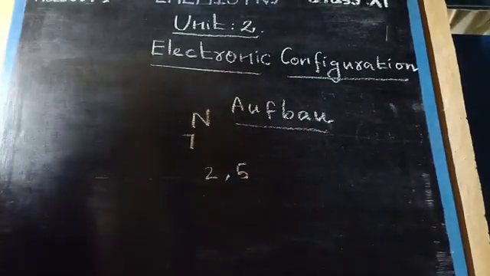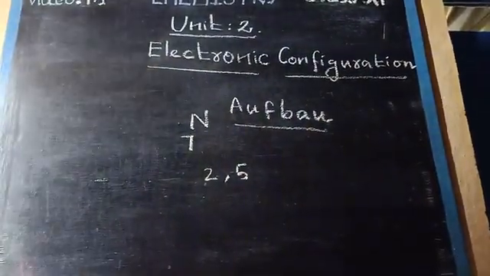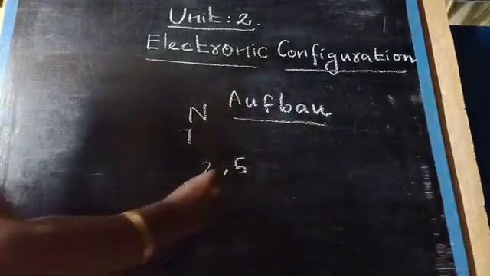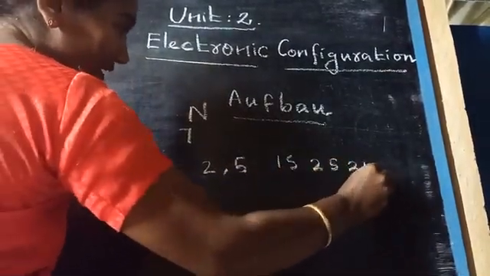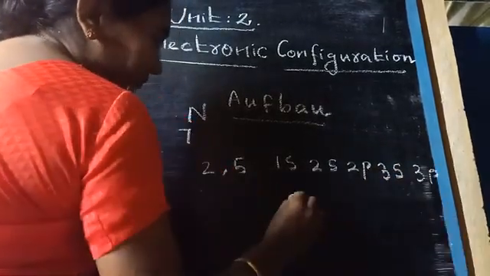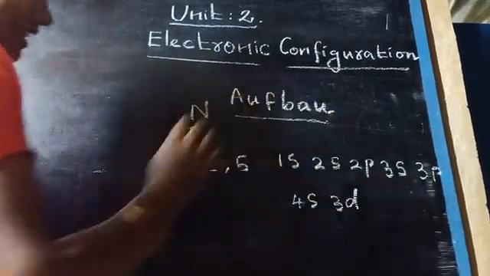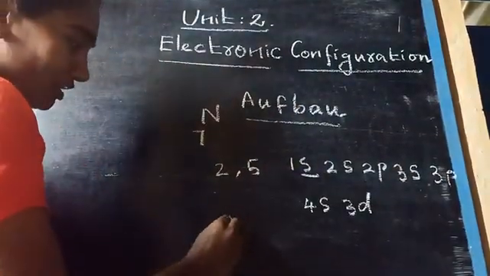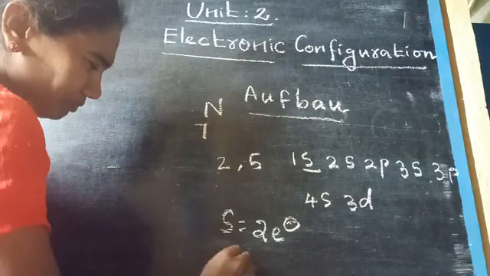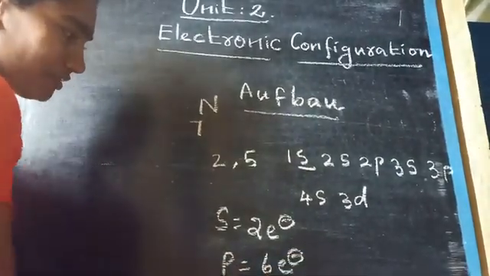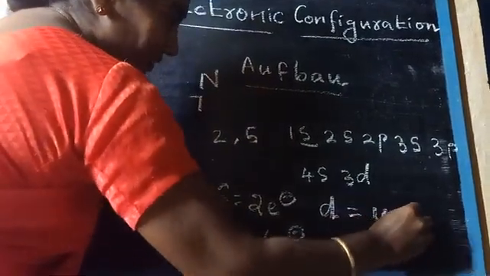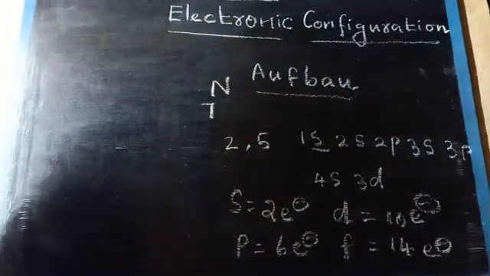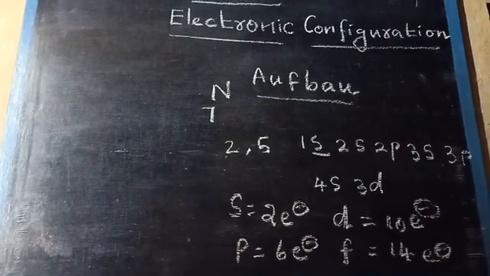This Aufbau principle explains that electrons fill the orbitals in increasing order. That means 1s, 2s, 2p, 3s, 3p, 4s, 3d, like that. That's the increasing order. And another point: s orbital occupies 2 electrons, p orbital occupies 6 electrons, d orbital occupies 10 electrons, and f orbital occupies 14 electrons. So keep this in your mind to fill the electronic configuration.